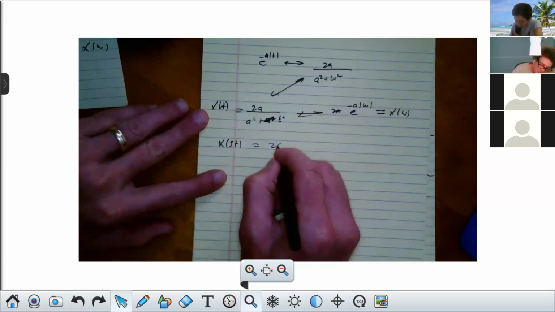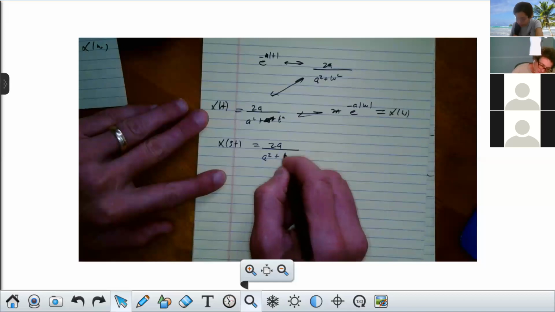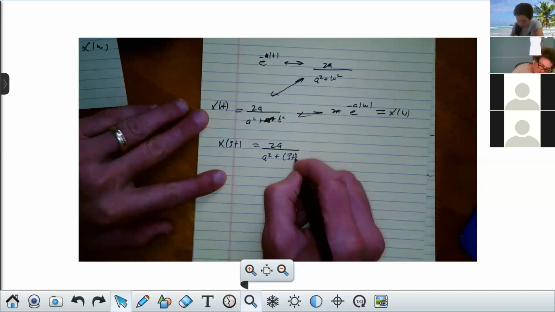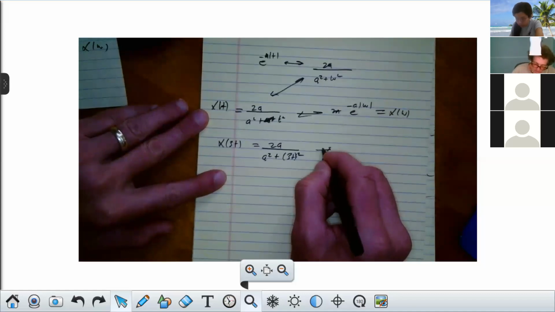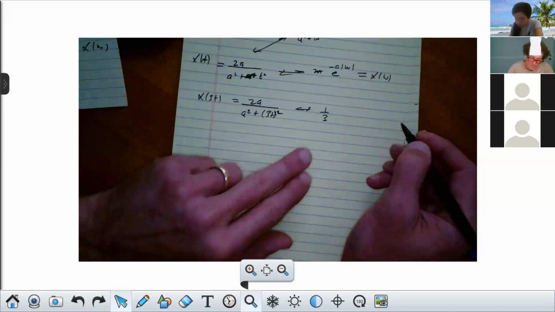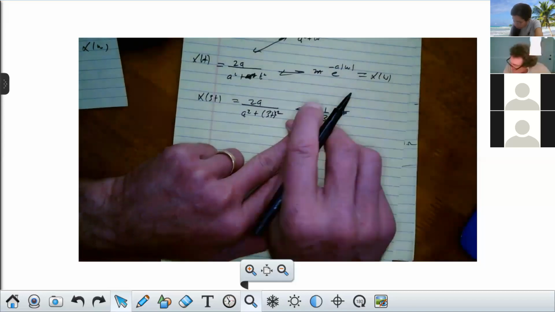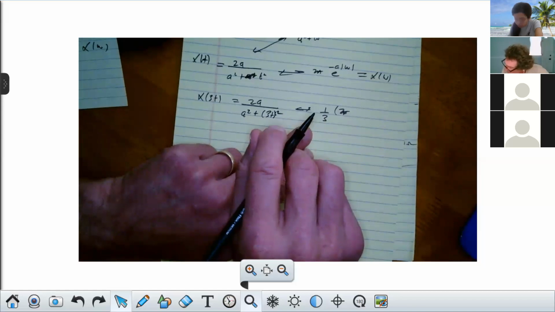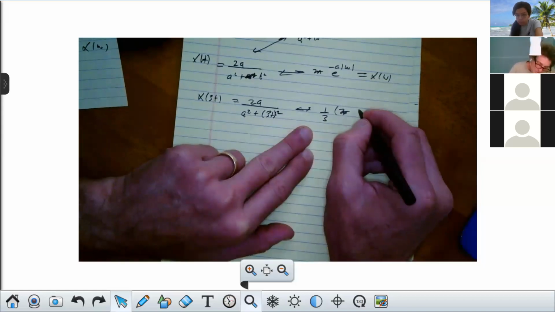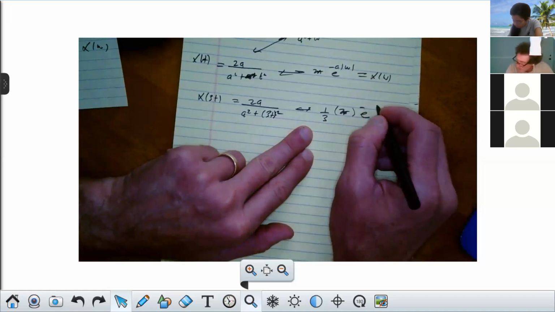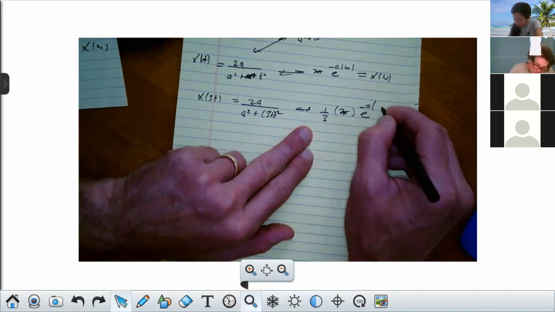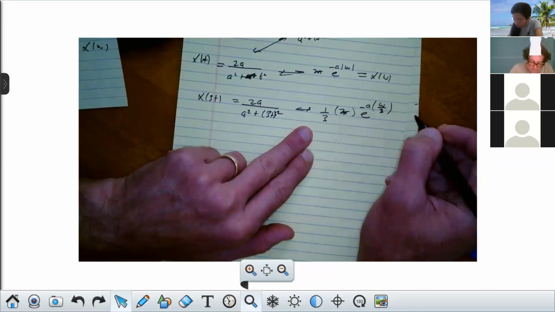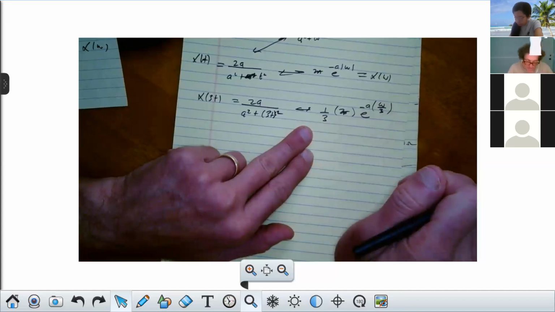Now, what is x of 3t going to be? Well, that would be 2a over a squared plus quantity 3t squared, right? Yes, sir. And what does that scaling property say? That goes to 1 over 3, right? Look at property 3 on page 229, times 2 pi times e to the minus a, and omega is going to be divided by, omega divided by 3, correct? Yes, sir. Okay. I'm getting there.